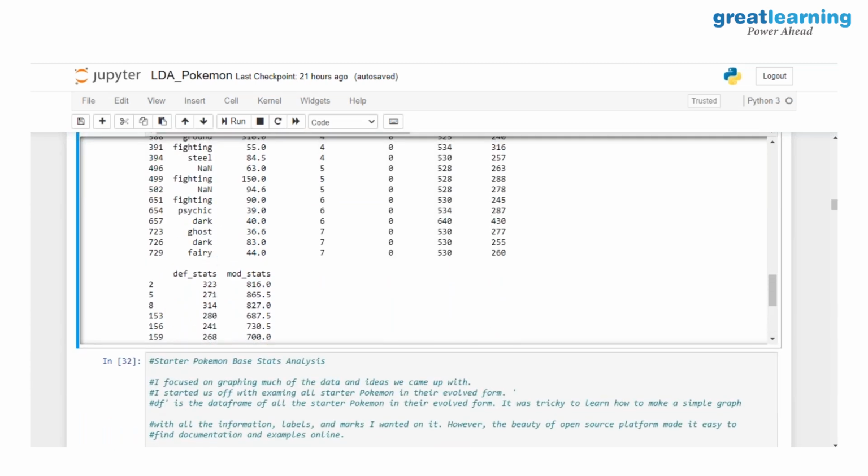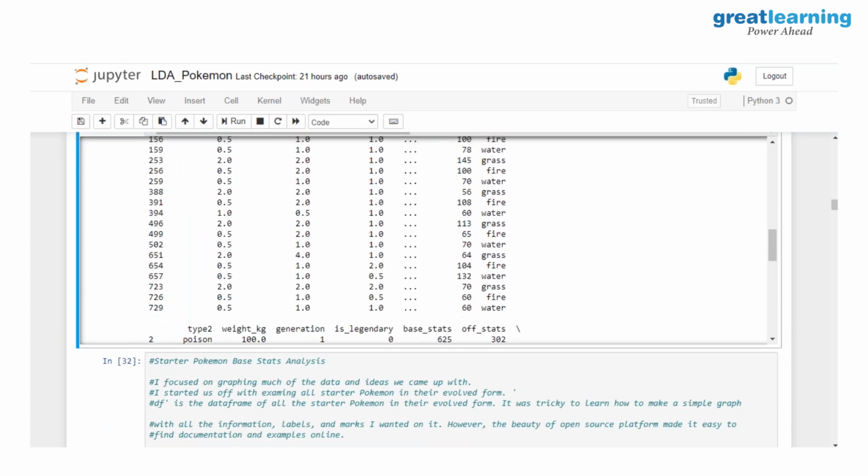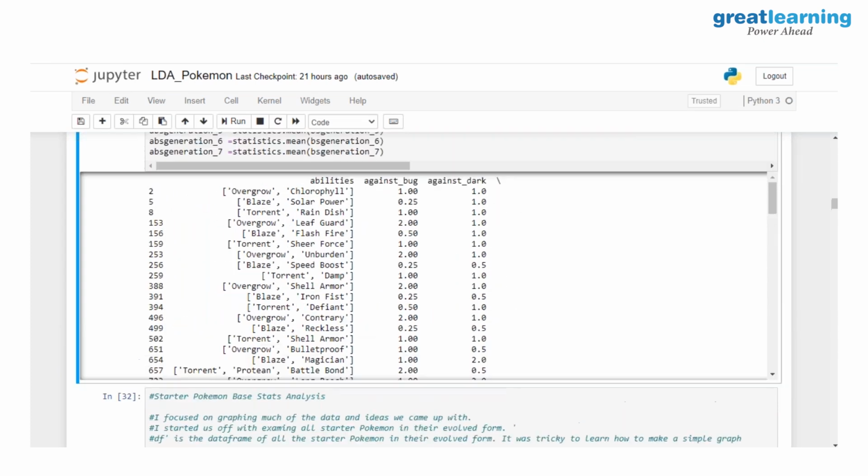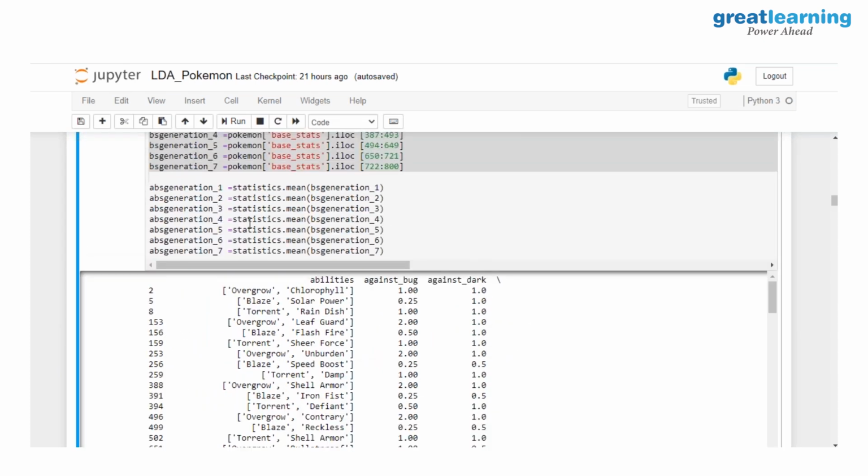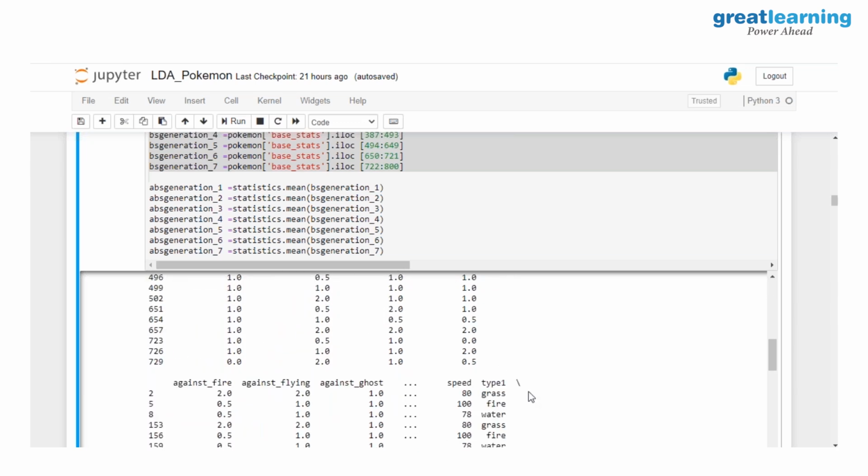So for each generation, we were able to extract this. You can see for 7 generations, we had the average values for all the variables. So the idea was, are the generations quite significantly different from each other in their characteristics? We wanted to see that. That was the idea.